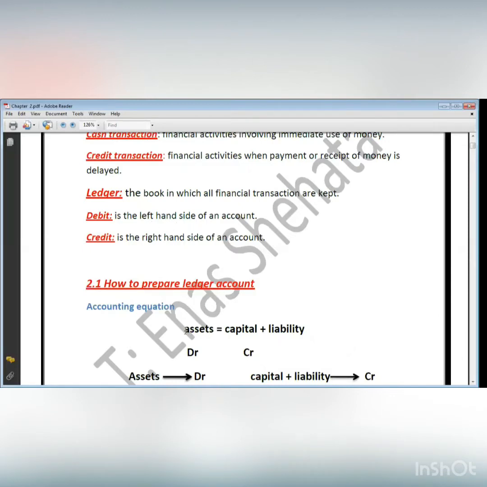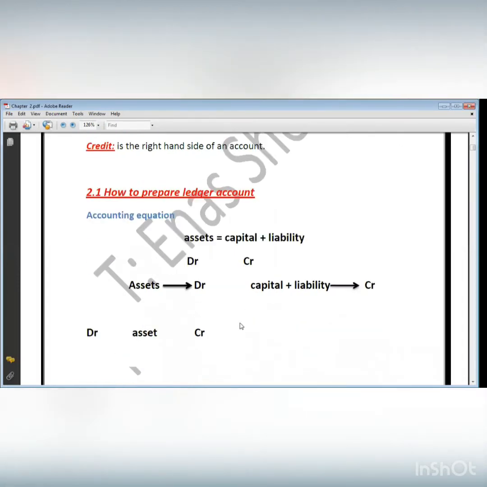Any left-hand side of the account, and I will show you how the account will look, is called debit. The right-hand side is called credit. So credit is capital and liabilities, both of them. The normal balance of them is credit. So if I asked you what's the balance of your assets, you will say it's a debit balance. What's the balance of capital and liabilities? It's a credit balance.